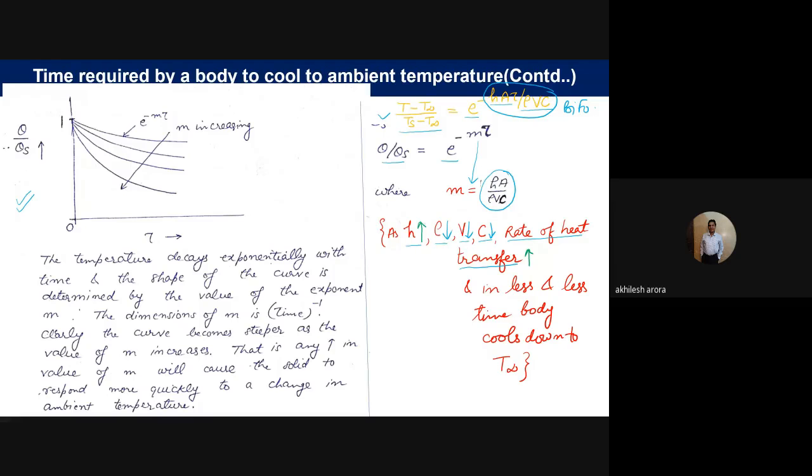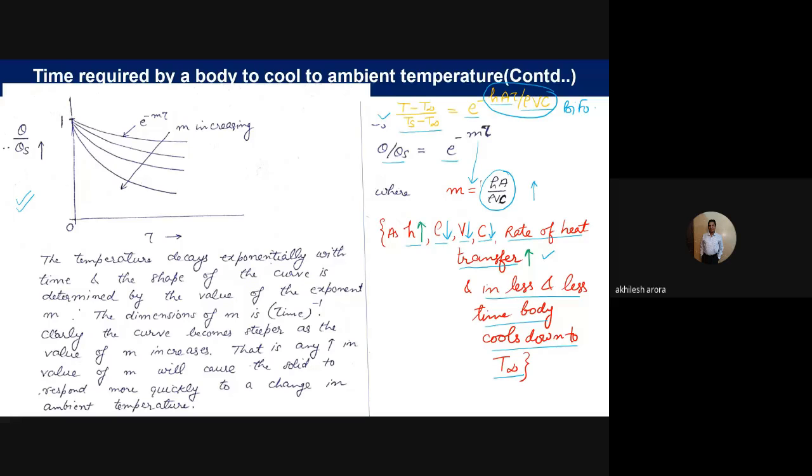So if H is increasing, then naturally the heat transfer rate will increase, and simultaneously the value of m will be increasing. So when the value of m is increasing, just think in your mind: the value of h has increased, rho has reduced, volume has reduced, specific heat has reduced. When the specific heat has reduced, there is less storage of heat in the solid body also. So the temperature of the body will reduce at a faster rate when the value of m increases. What is written here? In less and less time, the body cools down to T infinity.